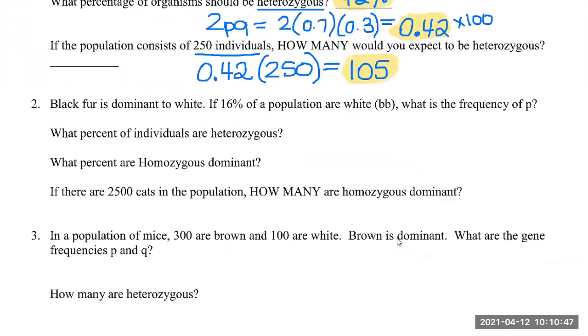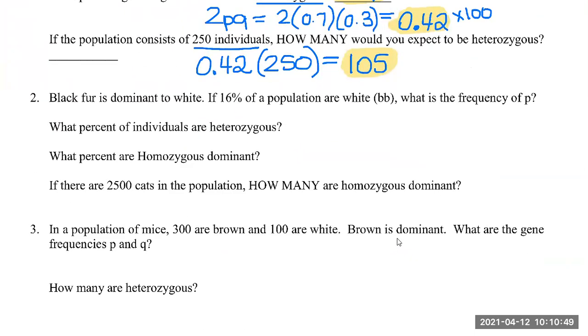So now black fur is dominant to white fur. 16% of the population is white. Now, here again, this is our only number that we're given. But what piece of information is this? Now, the mistake a lot of people make here is they think this is Q. This is not Q. This is Q squared. How do I know it's Q squared? Because Q squared is the frequency of individuals that show a particular trait.